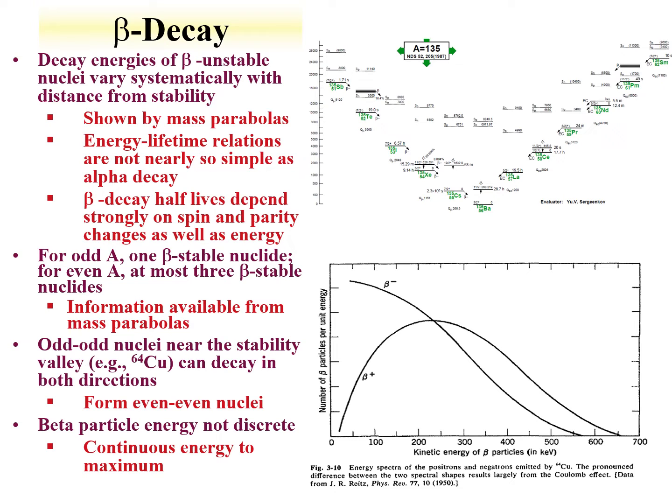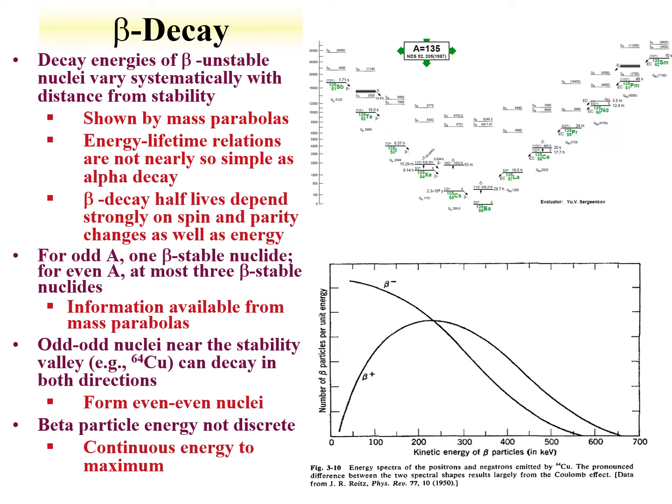Similar to alpha decay, there's systematic variations with beta decay energy and half-life. This is shown by the mass parabola here, where we see that there's this larger energy change as we go from more unstable to more stable beta isotopes. However, unlike alpha decay with the Geiger-Nuttall equation, there's not as strong a linear relationship. What we're going to see is that beta decay half-lives really depend upon variations in spin and parity.